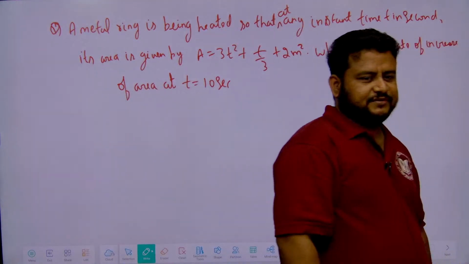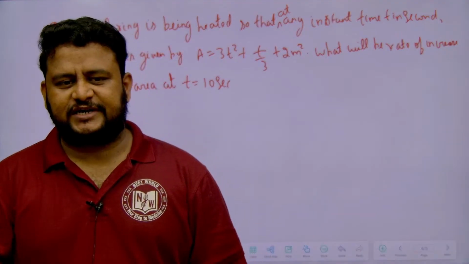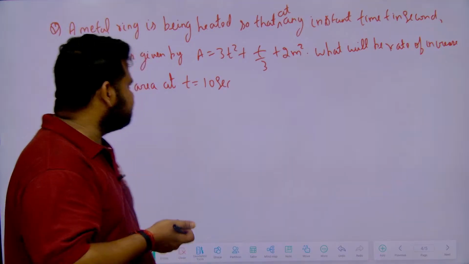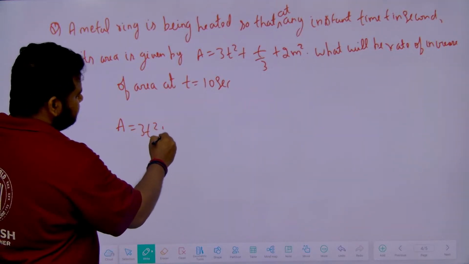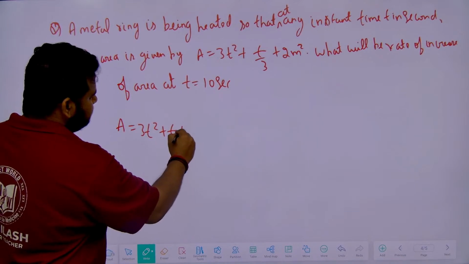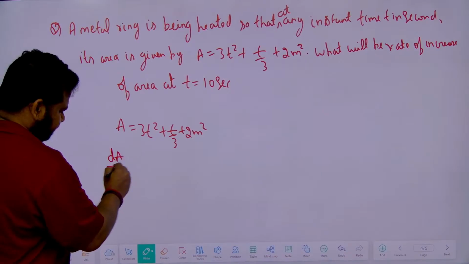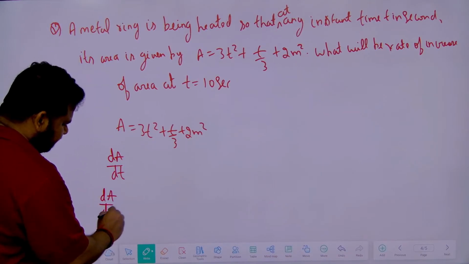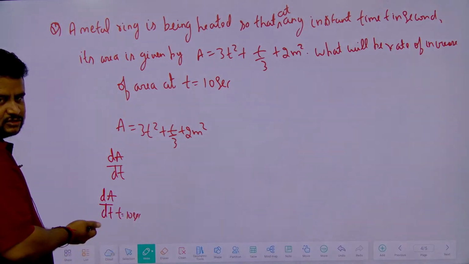So area they are giving. Rate of increase of area. Rate of increase of area means what you should do? You should differentiate area with respect to time. They have given us A is equal to 3t square plus t by 3 plus 2 m square. So first you will find dA by dt, and you will find this dA by dt when time is equal to 10 seconds. Wherever t is there, put 10 seconds. So that will be our answer.